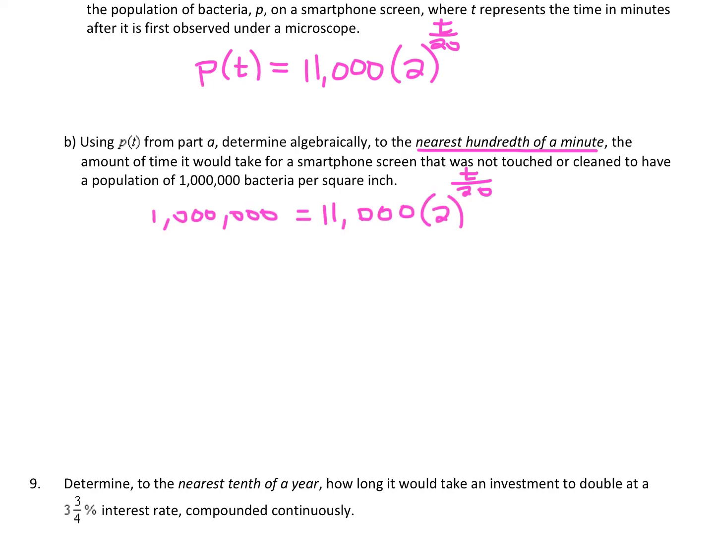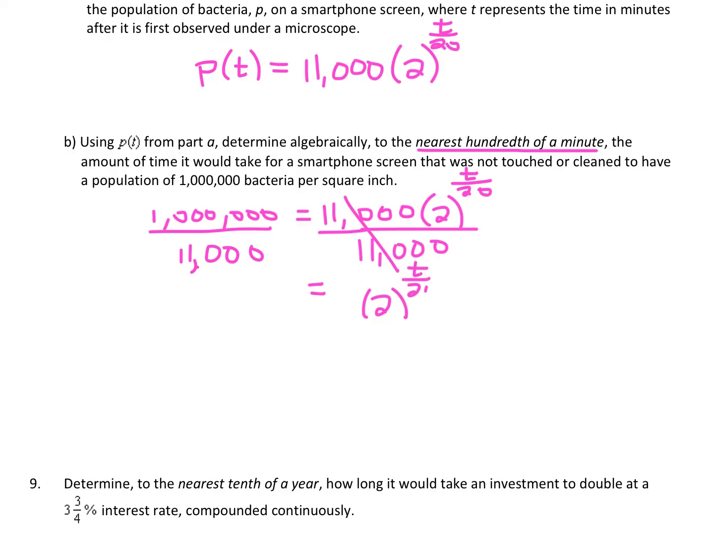All right, so let's solve. So we know we're going to have to use logs because we're solving for an exponent. So I need to get this 2 to the t over 20 power all by itself. So let's first start by dividing both sides by 11,000. All right, so on the right-hand side, the 11,000s cancel off, leaving us with 2 to the t over 20 power. Let me just move this equal sign down a little. And then on this side of the equation, I'm just going to cancel off these 3 zeros with these 3 zeros, simplifying to 1,000 over 11. And I'm going to leave it as a fraction.